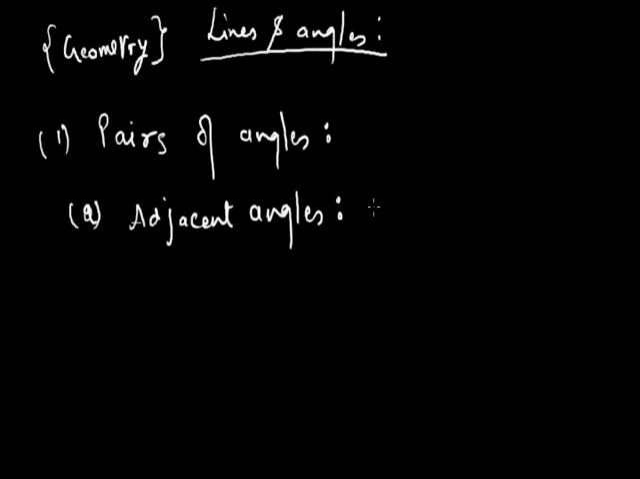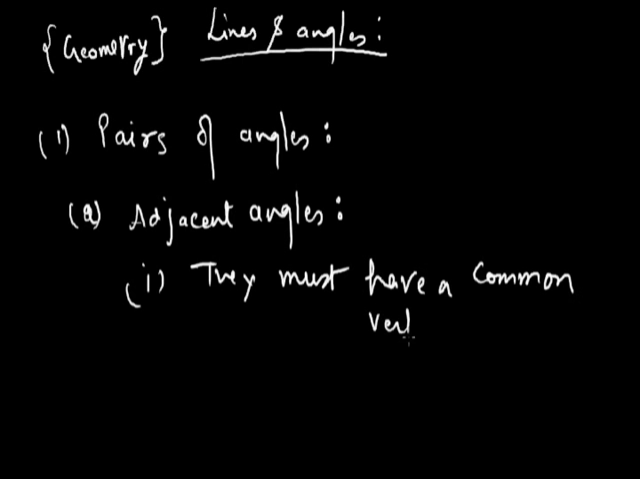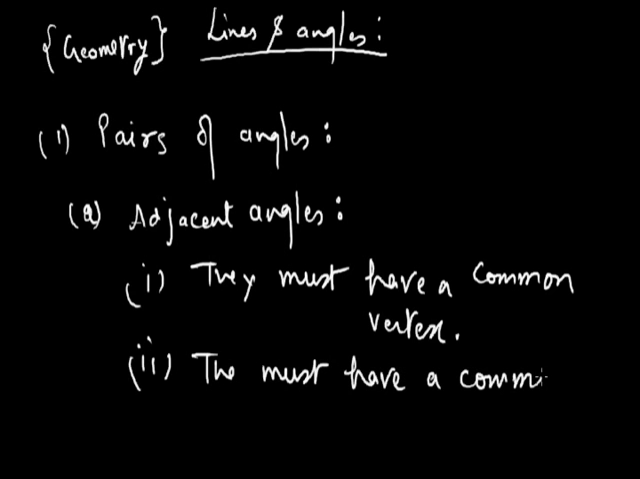For two angles to be adjacent, they must satisfy the following three conditions. The first condition is that they must have a common vertex. Second, they must have a common arm. And the third condition is that the non-common arm must lie on the other side of the common arm.